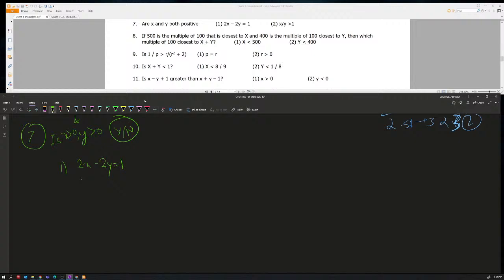This is like asking whether x is greater than 0? Could be. Y is greater than 0? Could be. So not sufficient, definitely. Why do I say that? Because if you put in a value, right?